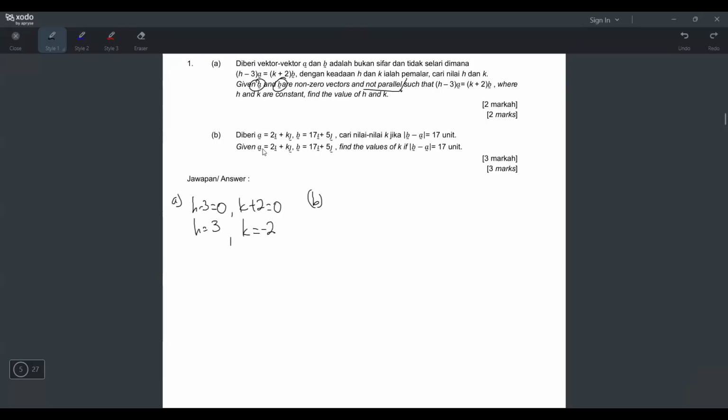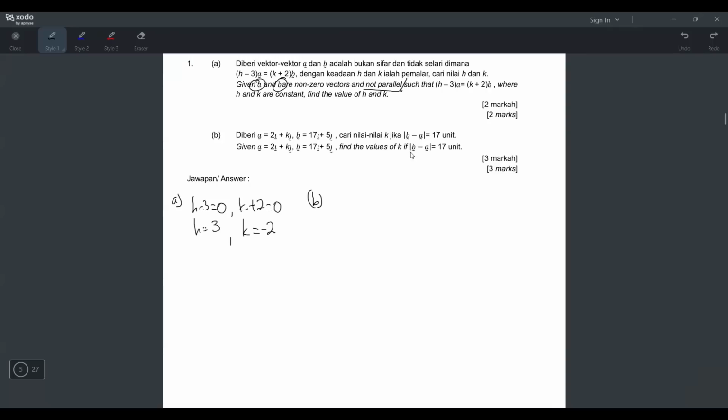Alright, soalan B. Given vector a is 2i plus kj, vector b is 17i plus 5j. So obviously this is a coordinate vector because they use ij. They say find the values of k if the magnitude of b minus a equals 17 units. This line is not modulus, because in this chapter, vector, we call this magnitude. Only in this chapter. In other chapters you call it modulus.